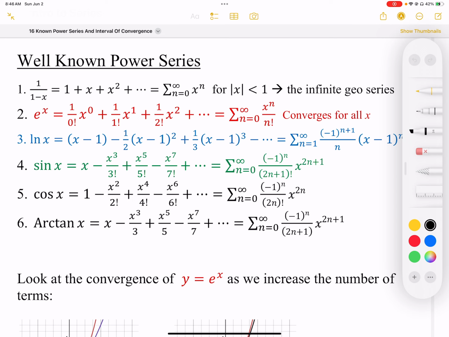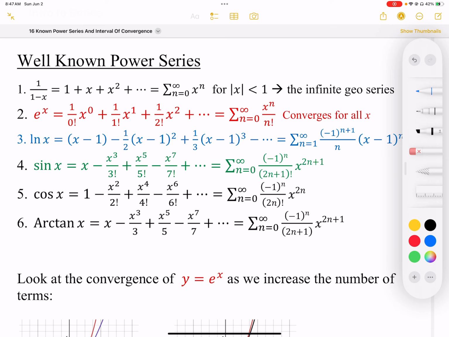The third one, log x, is a power series, but it's been shifted because we can't have x equal to 0 for log. Then for the coefficients, we have -1/2, +1/3, etc. It is an alternating harmonic series, and again, alternating harmonic series do converge. So we have that part there being the alternating harmonic series part.